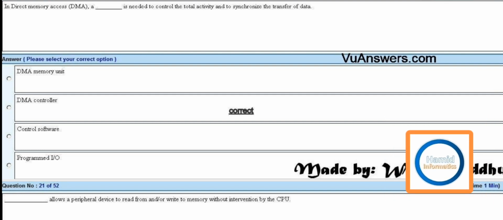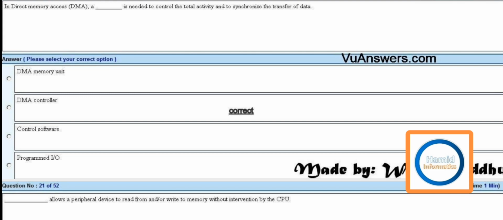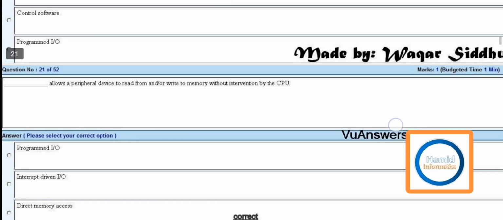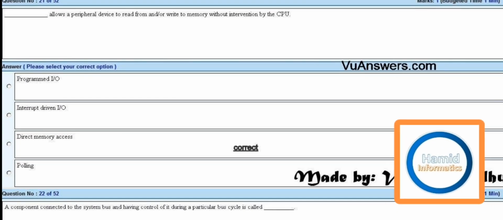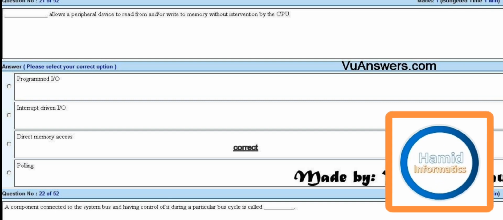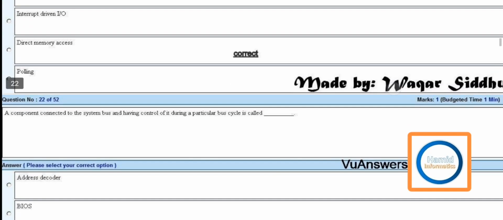Next: in direct memory access, a dash is used to control the total activity and to synchronize the transfer of data, and the answer is DMA controller. Next question: dash allows a peripheral device to read from and/or write to memory without intervention by the CPU, and the answer is direct memory access.